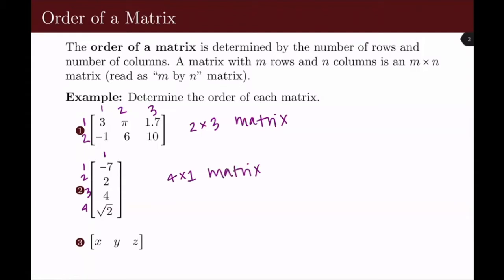And our third example, we have one row, but we have 1, 2, 3 columns. So this would be a 1 by 3 matrix. All right, not too bad, right? Number of rows by number of columns is how we classify our matrices.